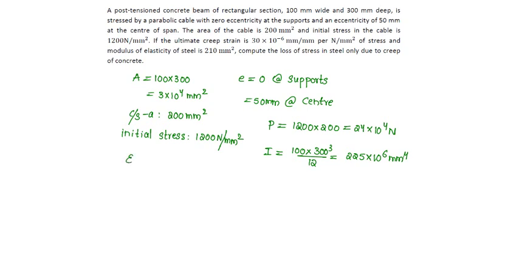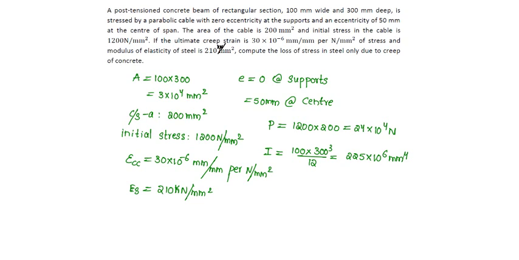Given ε_cc as 30 × 10^-6 mm² per N, and Young's modulus of steel is given as 210 kN/mm². So this unit is not properly printed. This is kN/mm².